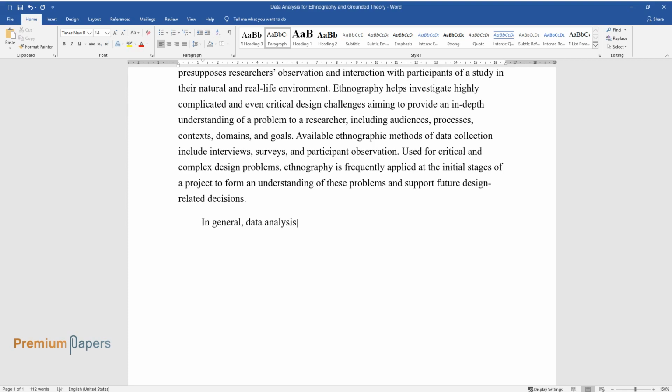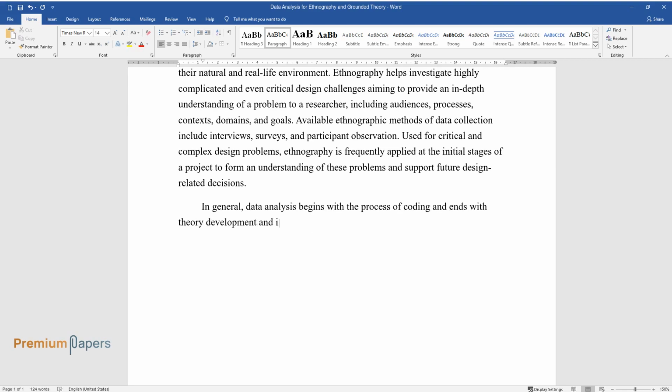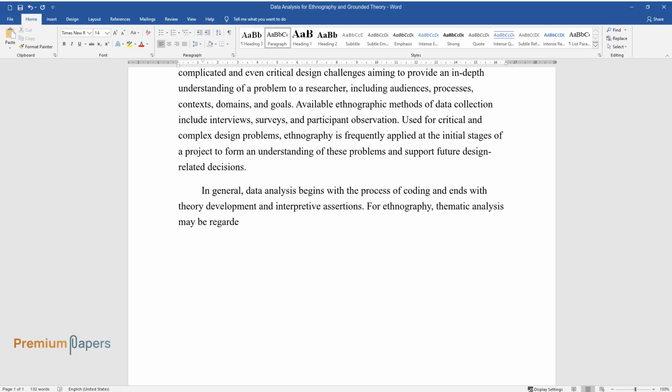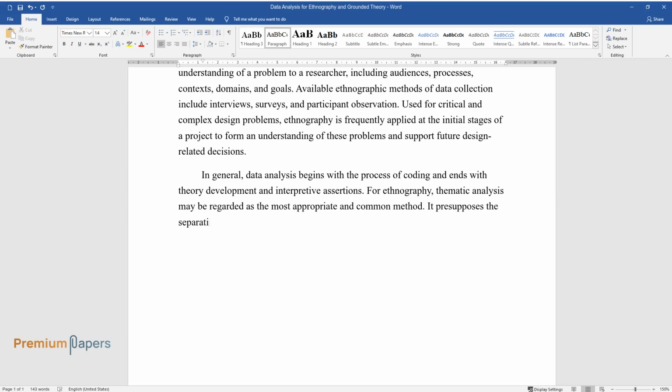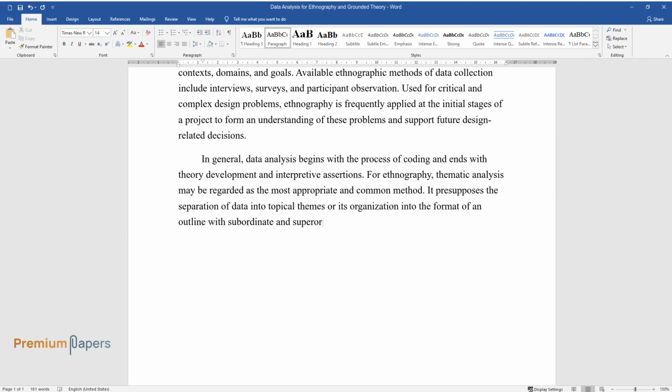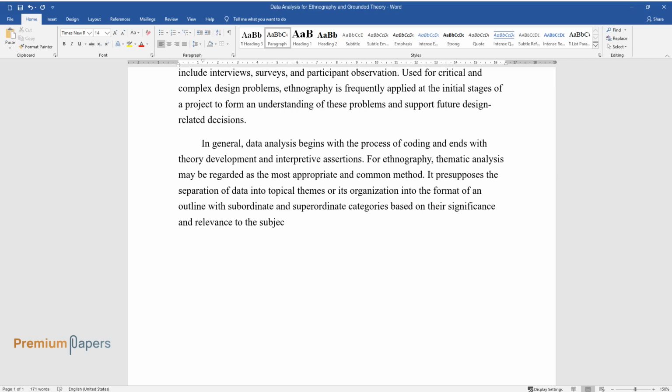In general, data analysis begins with the process of coding and ends with theory development and interpretive assertions. For ethnography, thematic analysis may be regarded as the most appropriate and common method. It presupposes the separation of data into topical themes or its organization into the format of an outline with subordinate and superordinate categories based on their significance and relevance to the subject.